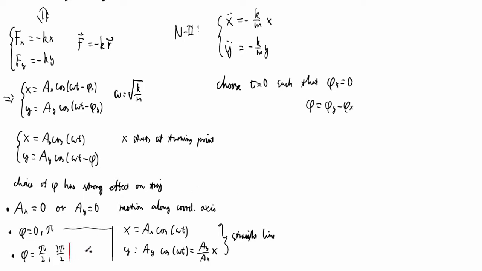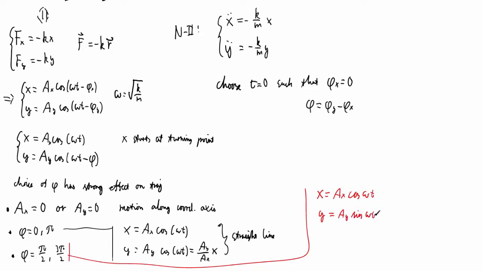The final case will be this one. We consider that over here. So under those circumstances, if you have phi equals pi over 2, so cosine of something minus pi over 2, that's sine of something. So in this case, we have that x equals a sub x cosine of omega t, and y equals a sub y sine of omega t.